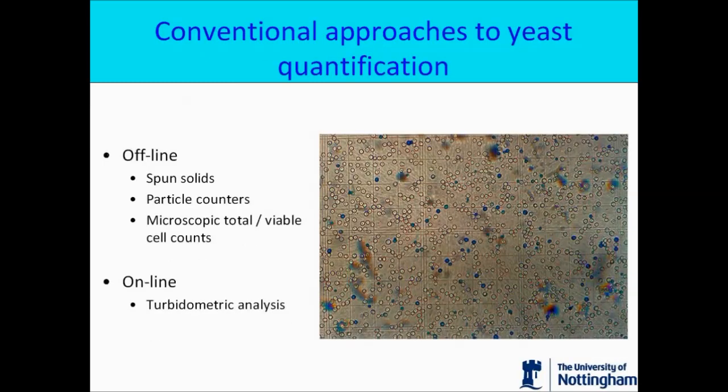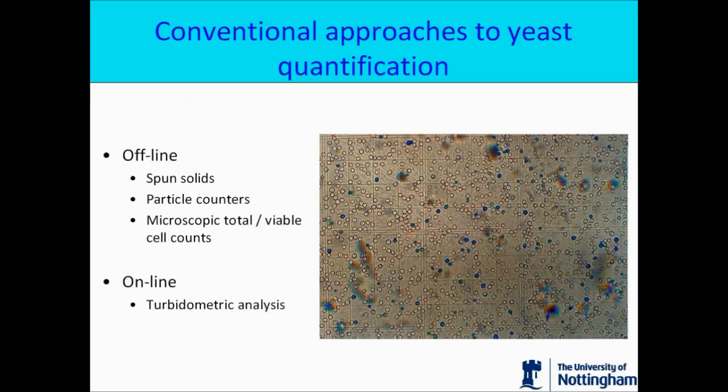So if we look at the methods that are still often used for measuring yeast mass, and those are shown here on this slide, you can split those up into either offline or online methods. So the offline method is to take a sample and work out the amount of spun solids that's present within a yeast slurry. So you take a known weight or volume of yeast slurry, centrifuge it, and from that you can work out how much yeast there is in there.